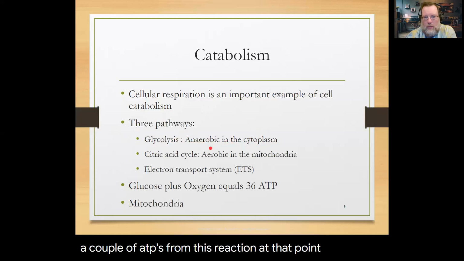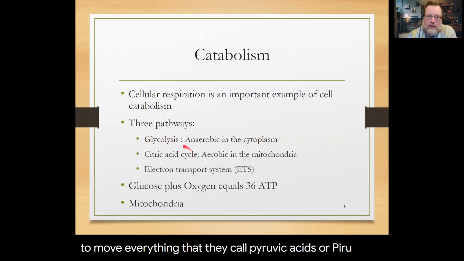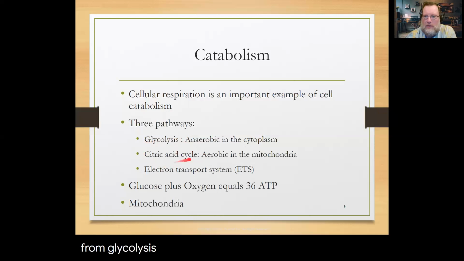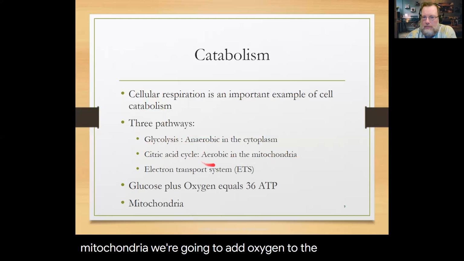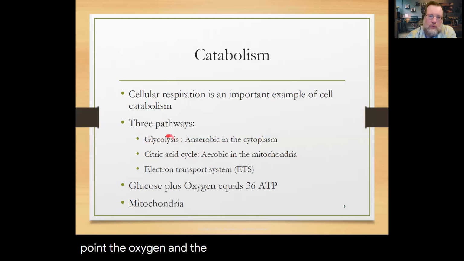At that point, we're going to move everything, what they call pyruvic acids or pyruvates, from glycolysis. They're energetic. They're going to go into the mitochondrion, or mitochondria is the plural. In the mitochondria, we're going to add oxygen to the mix. The oxygen and the pyruvic acids that came from the original glucose are going to continue the process of getting us to making optimally about 36 ATP molecules.